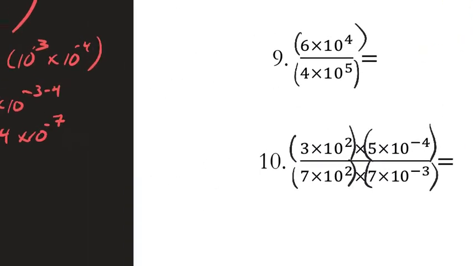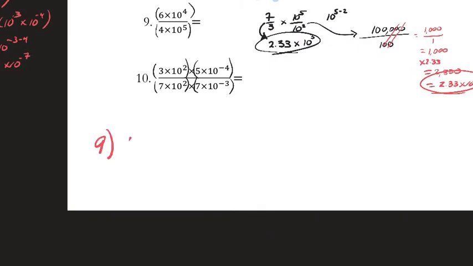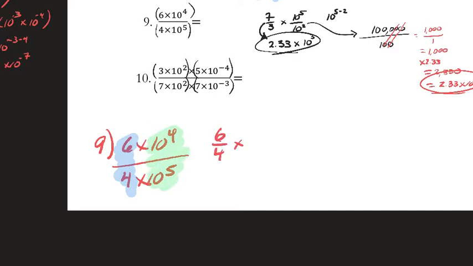Problem number 9, kind of run out of space here, but rewrite it. 6 times 10 to the 4th divided by 4 times 10 to the 5th. Now, again, go ahead, separate out the coefficients from the exponents. 6 over 4 times 10 to the 4th over 10 to the 5th. 6 divided by 4, you could simplify to 3 over 2.